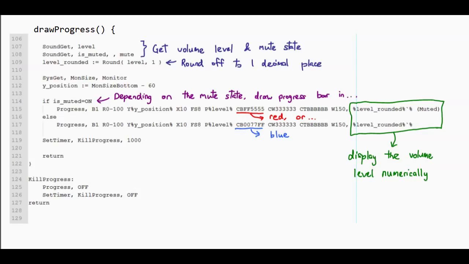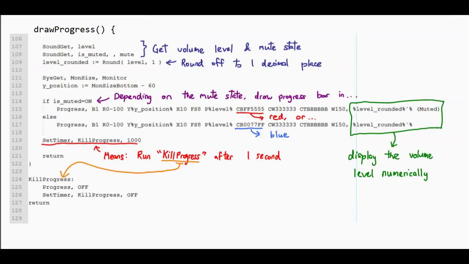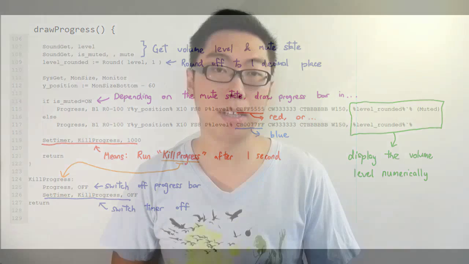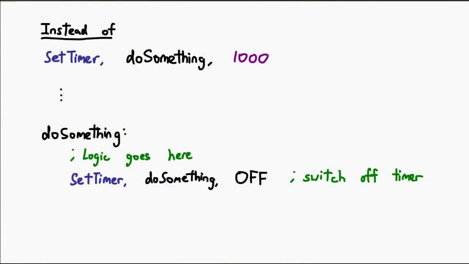Finally, and this is probably the more confusing part, I set a timer to kill off the progress bar in 1 second's time. So what that basically means is, you can see a label down here called kill progress, and basically all it does is, first it kills the progress bar by turning it off, and then it turns itself off so it doesn't get called again. This is the concept of scheduling in AutoHotKey, so you can basically say I have some amount of logic that I want to run at a later time, and the idea is you give it an interval and it will run after that interval.